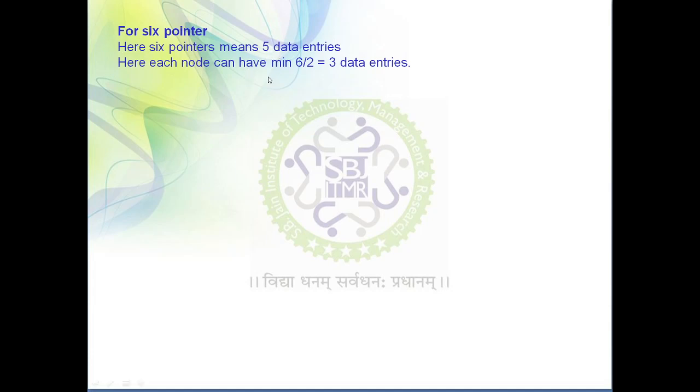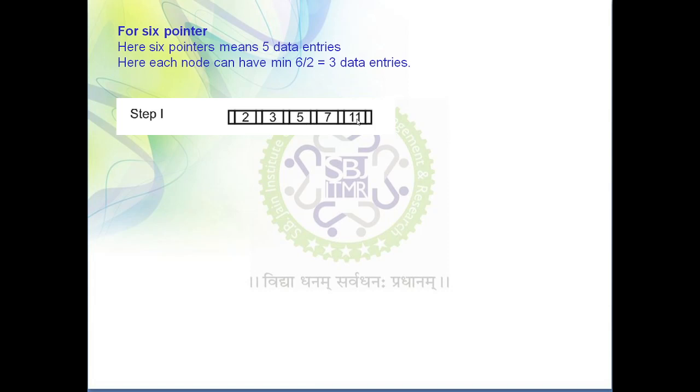And what should be the minimum number of values that we have to keep in a node? N by 2. The value of n is 6, 6 by 2 equals 3. That means you can keep 3 as the minimum number of values in a node. So step 1: I have just created this one node. How many pointers are there? 6. 1, 2, 3, 4, 5, 6.